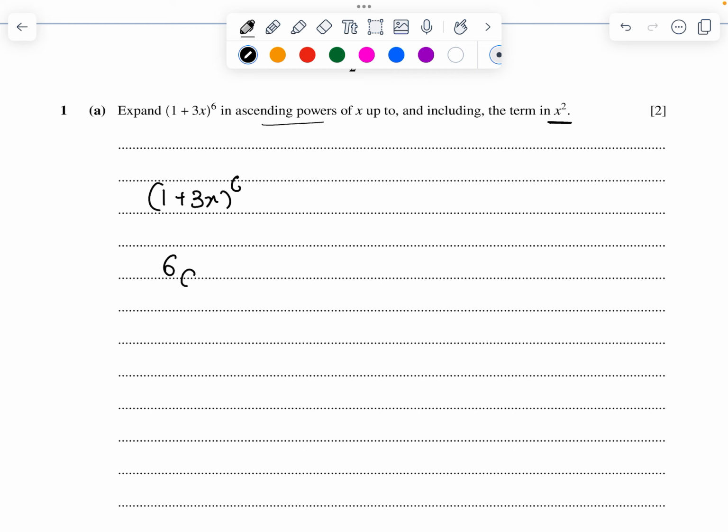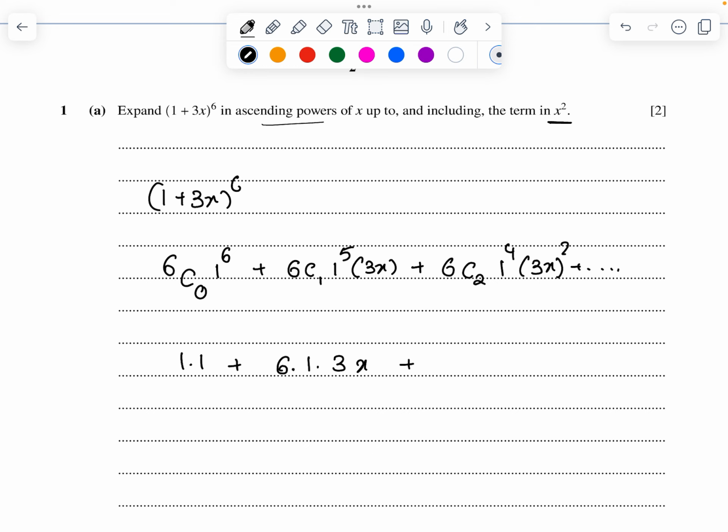So (1 + 3x) to the power of 6. I use 6C0 1 power 6 plus 6C1 1 power 5 3x plus 6C2 1 power 4 (3x) whole squared and so on. So 6C0 is 1, 1 power 6 is 1, 6C1 is 6, 1 power 5 is 1, times 3x, plus 6C2 is 15 times 1 times 9x squared and so on. So this gives you 1 plus 18x plus 135x squared and so on.